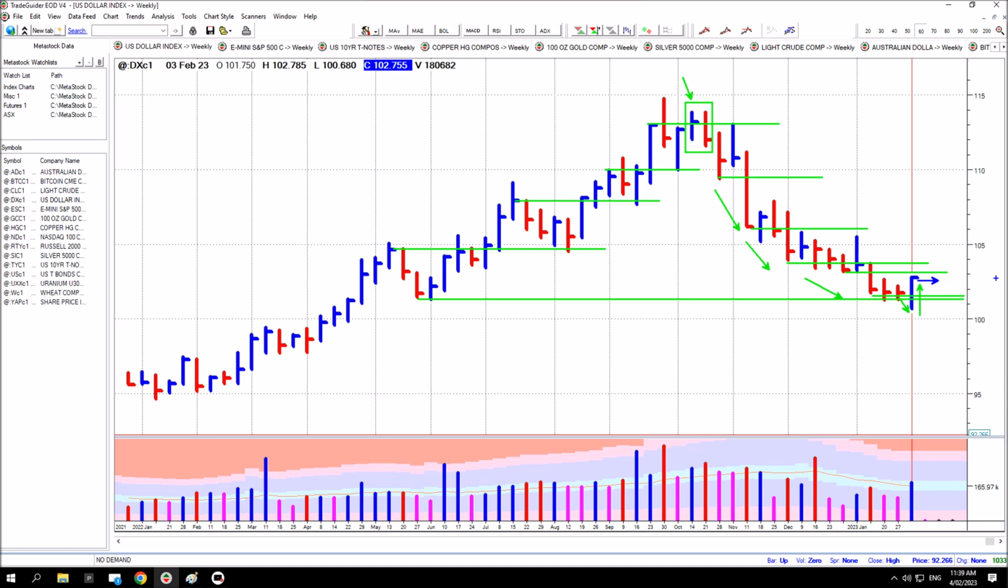And that will allow the E-mini, the 10-year note futures, copper, gold, silver, light crude, Aussie dollar, all to attempt to consolidate some of those losses that were forced on them this week with the strength in the US dollar, and allow them some chance to absorb some of that pressure that was drawn out and recover somewhat.